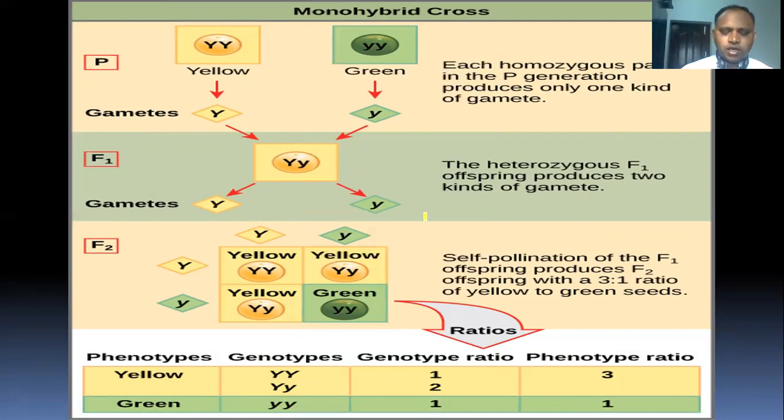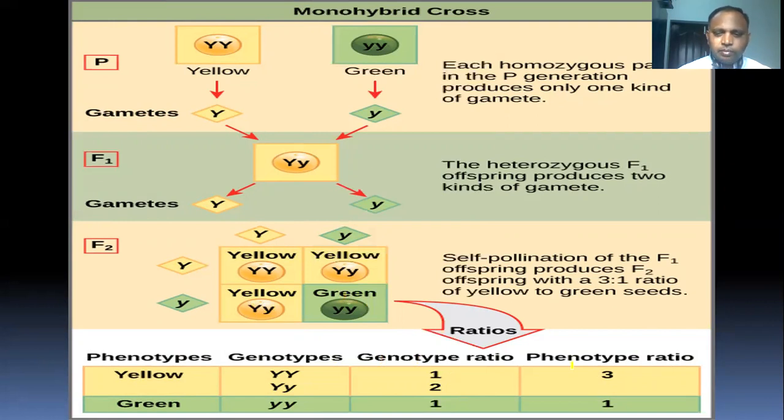This F1 generation is allowed for self pollination. So the self pollination of F1 offspring produces F2 offspring with a 3:1 ratio of yellow to green. So there are 3 yellow color seeds and 1 green color seed. You see the genotype ratio: capital Y, capital Y, how many did we get? Only one. And capital Y, small y, how many did we get? 2. And small y, small y is only 1. So the genotypic ratio is 1:2:1.